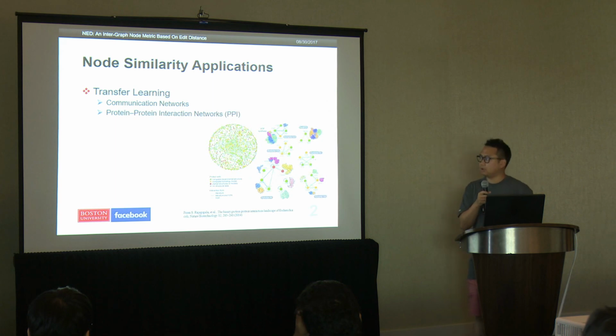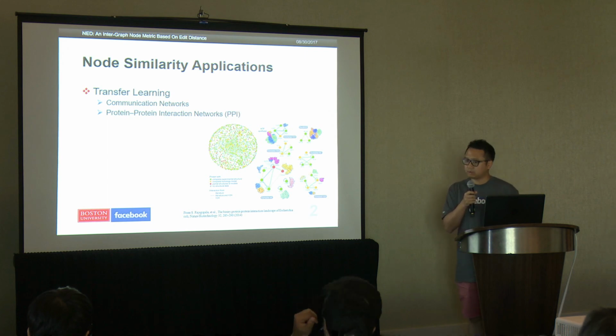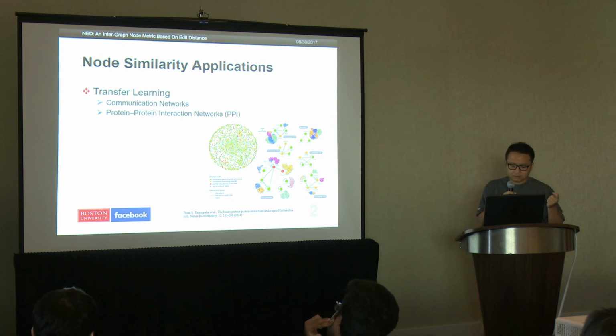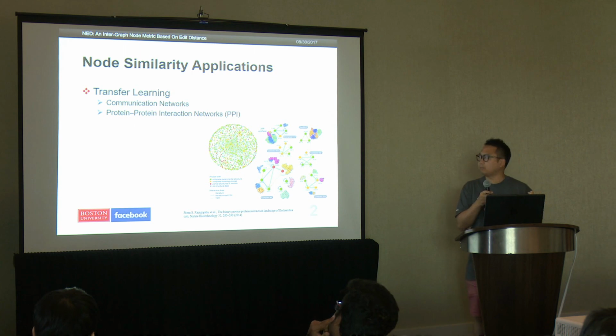Another application is about protein-to-protein interaction networks. Biologists find that similar structures in proteins may have similar functionalities, although they are targeting different things. So one important part of finding similar proteins is to find similar nodes inside the proteins.